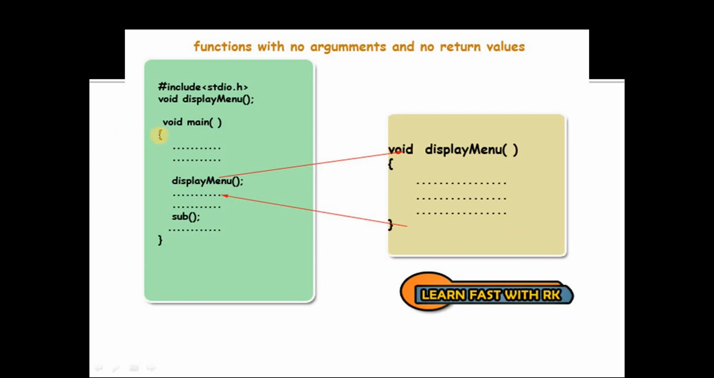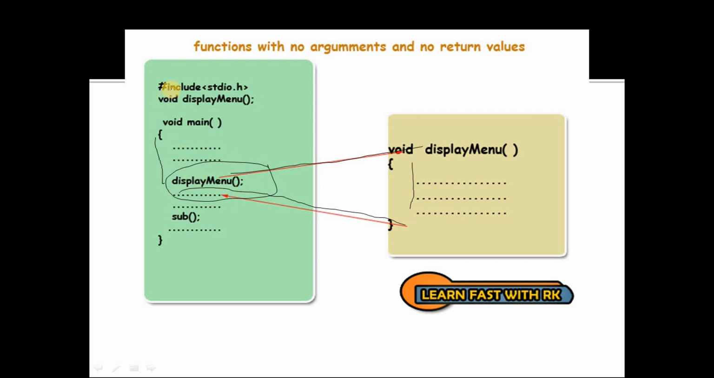The program execution starts with the opening bracket of the main function, then it will reach the display menu function. When the control reaches the display menu function, the control will be transferred to the display menu function, which executes all the statements written in it until there is a return statement. If there is no return statement written in this function, then the control will be transferred back after the closing bracket of the display menu function to the next line of the calling function. Here the display menu is a function call.